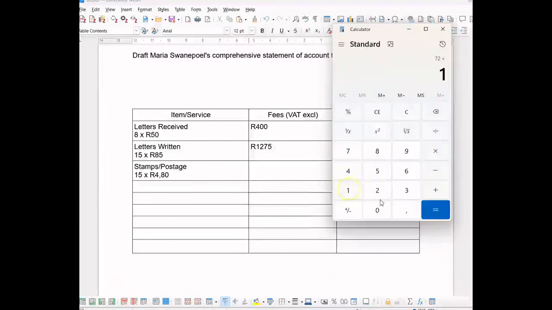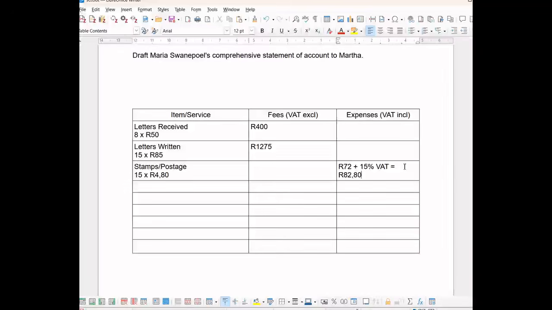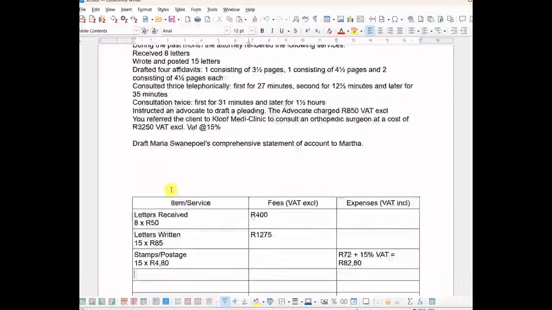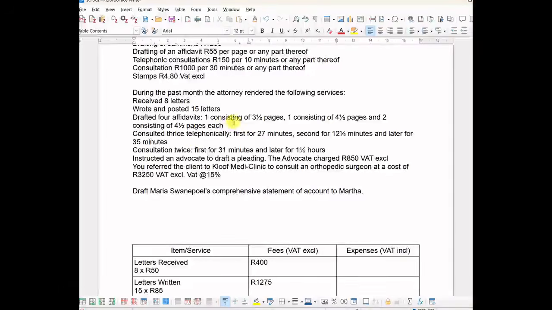72 multiplied by 1.15. We do 1.15 because we're doing 100% plus 15%. So this is just a quick way to calculate it. If you want to multiply whatever value, let's say it's 100 Rand plus 15%, it'll be 100 multiplied by 1.15. If you needed 20%, it'll be 1.20 and so on. So that comes to 82 Rand 80. Perfect.